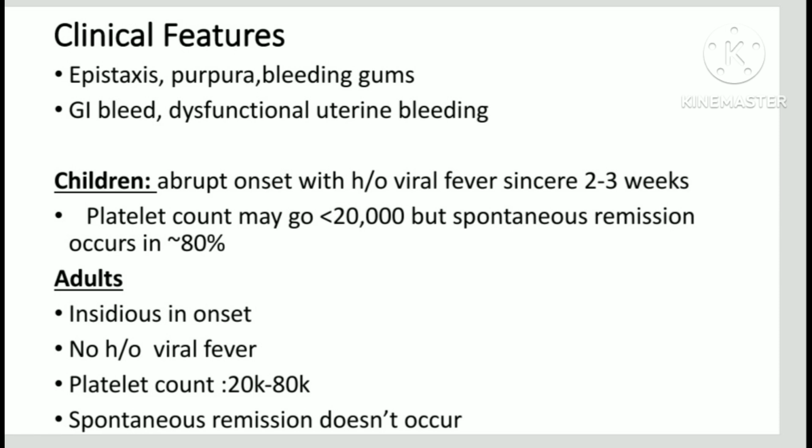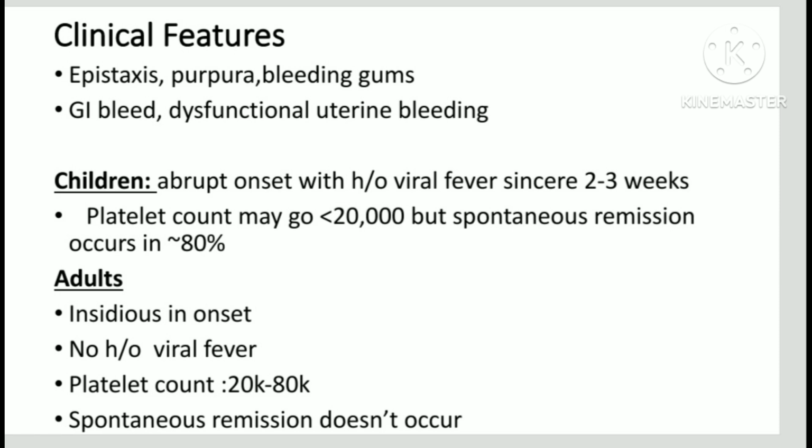Specifically, there is a slightly varied presentation in children and adults. Let's see what it is. In case of children, there will usually be a history of viral fever since 2 to 3 weeks, and the platelet count may go less than 20,000 also. But the important thing to note here is that in nearly 80% of the children, without any treatment, spontaneous remission will occur. This is a very important point to be remembered.